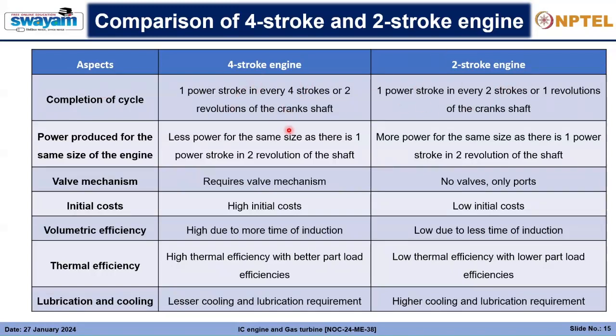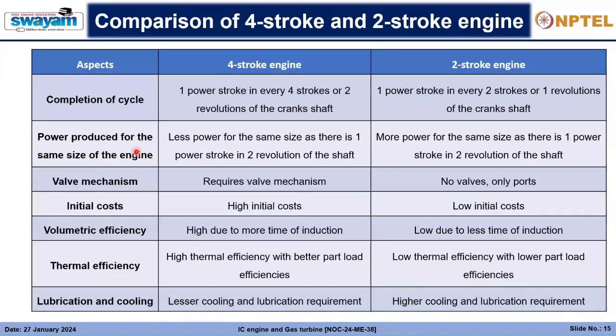First, in the four-stroke engine, only one power stroke is present in every four strokes that we have seen, which is two revolutions of the crankshaft. So two times it will rotate, and it will have one power stroke. But here in the two-stroke, in only one revolution it will have a power stroke. So if n revolutions are happening, the four-stroke has n by 2 power strokes, while the two-stroke has n power strokes.